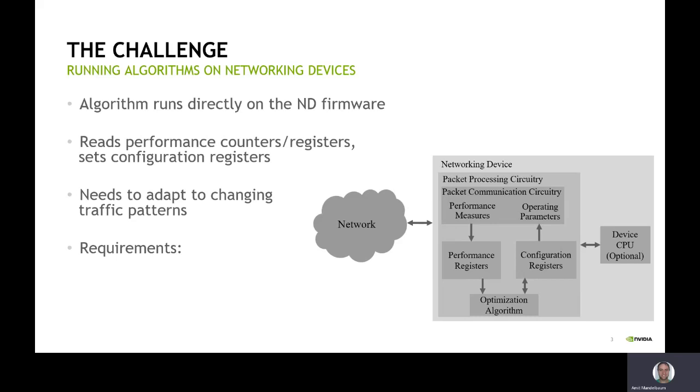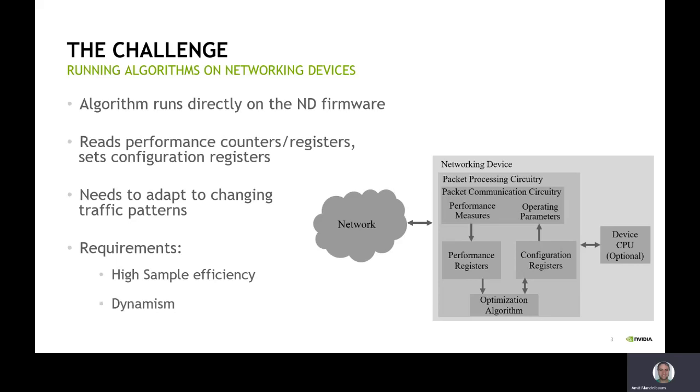This leads to three major requirements from any algorithm that is running on a networking device. The first one is that the algorithm needs to have high sample efficiency, which means it needs to adapt very fast to the changing traffic patterns, and it needs to find a better solution than the current one and not necessarily the best solution.